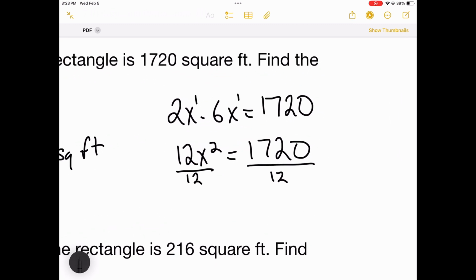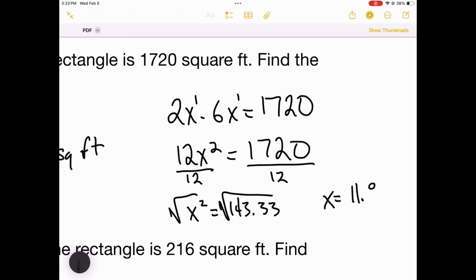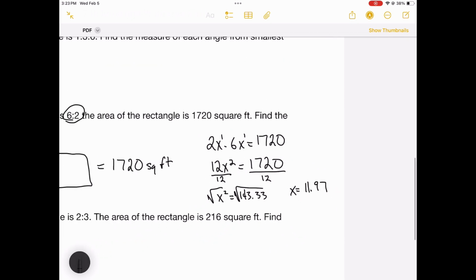Take the square root of that, and I am going to be left with x equals 11.97. And then it's going to tell me to find the lengths of the sides. I need to go ahead and plug that x in there and find the length of the sides.